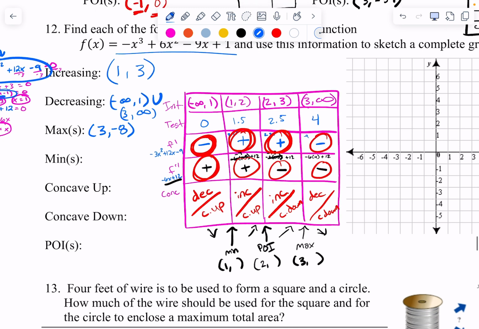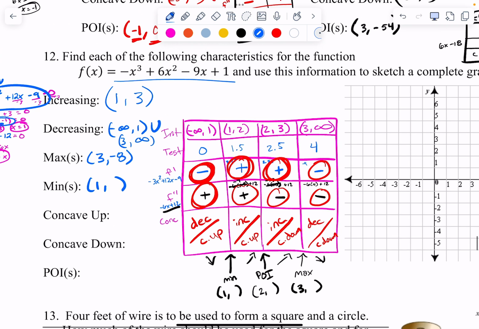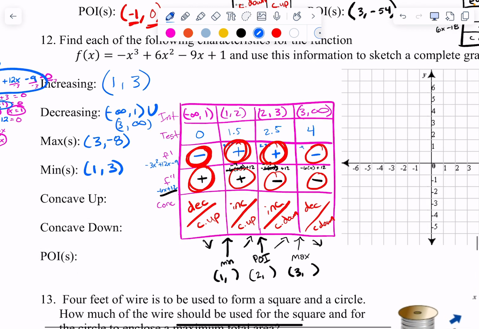Cool. Min is at 1 comma something. That would be negative 1 plus 6 minus 9 plus 1. So negative 10 plus 7 is negative 3. Did you get negative 3? Awesome. That's my min.